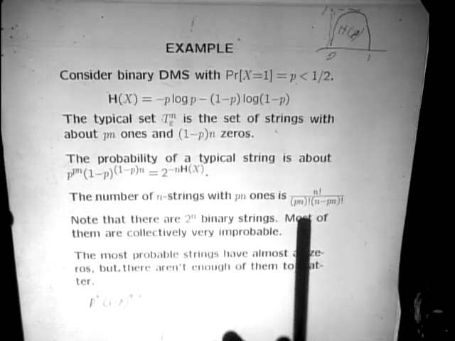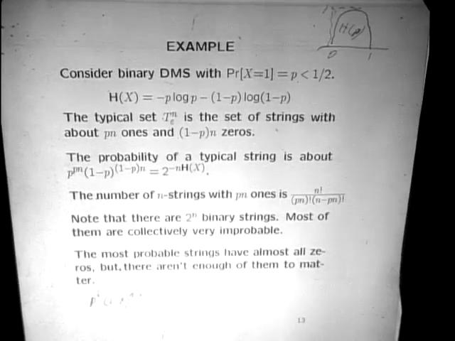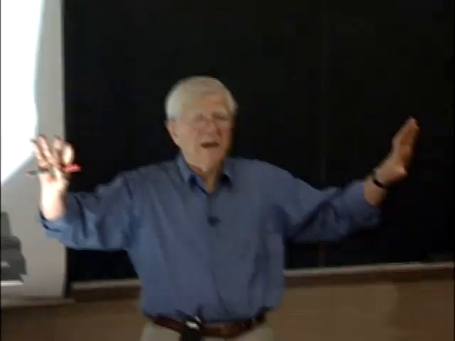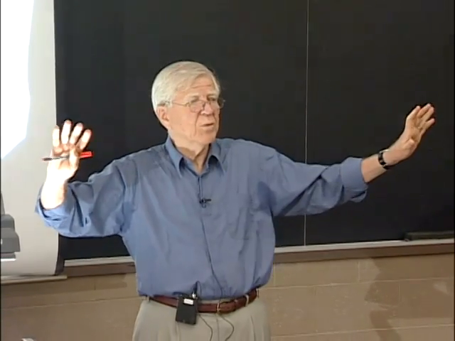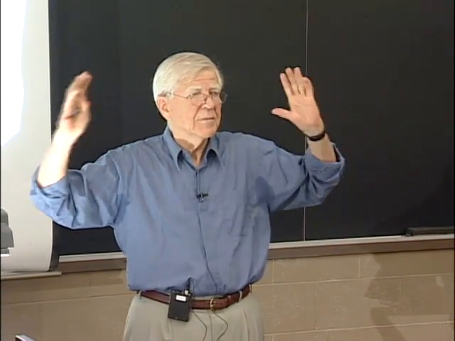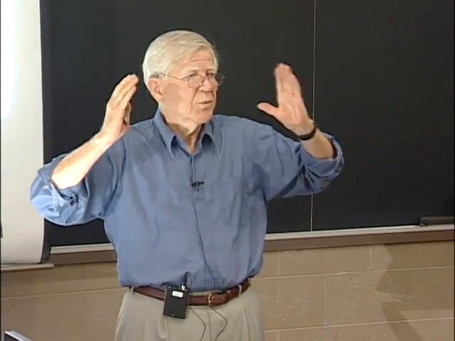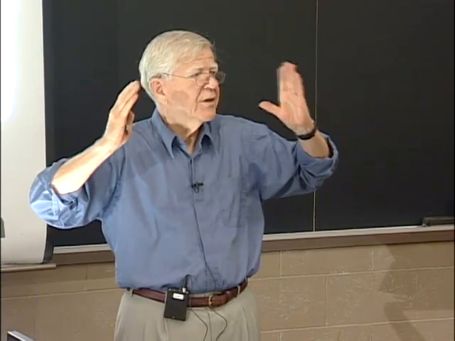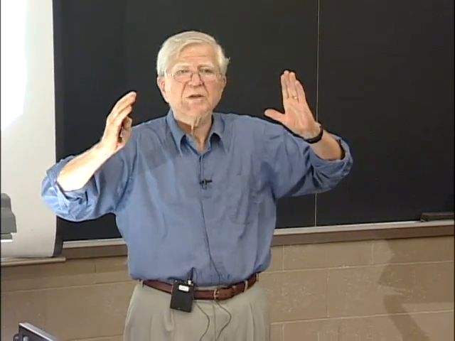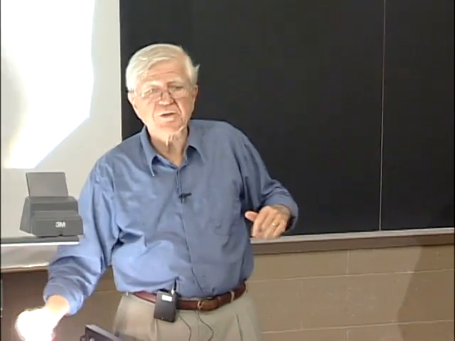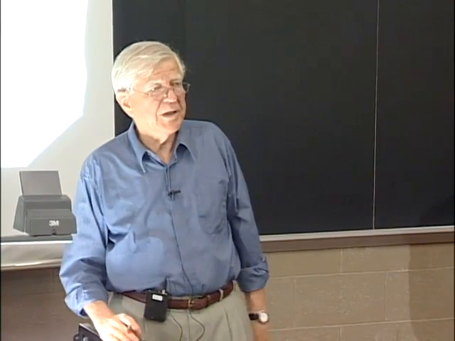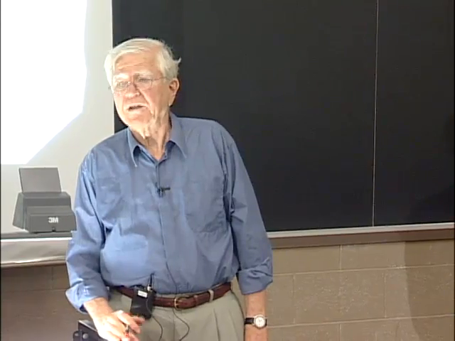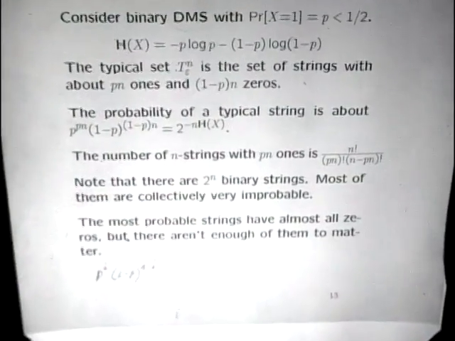So what we're doing when we're talking about this typical set is first throwing out all the things which have too many ones or too few ones in them. We're keeping only the ones which are typical, in the sense that they obey the law of large numbers, and in this case they obey the law of large numbers for log PMFs also, and then all of those things are about equally probable.